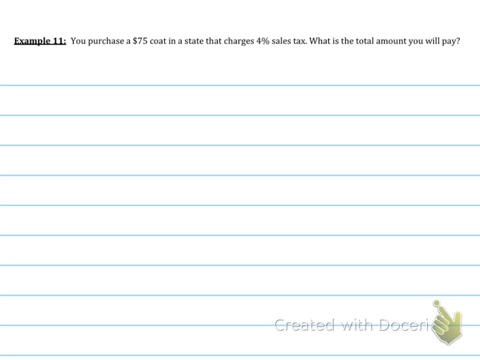Okay, we're going to purchase a $75 coat. So we've got amount, percent, base. Amount, percent. Even though you could say that 4% is multiplied by 75. Yeah, that tells us how much the tax is.